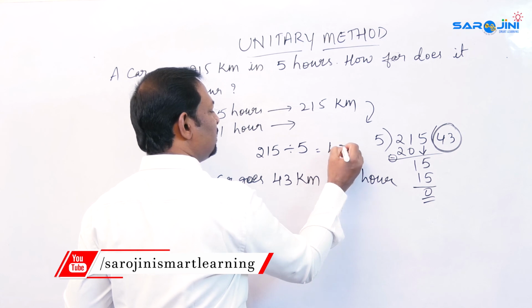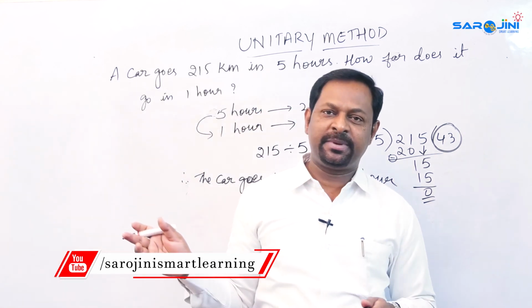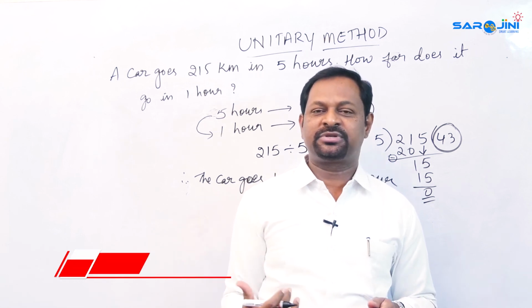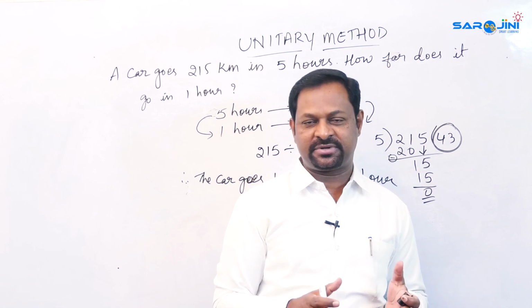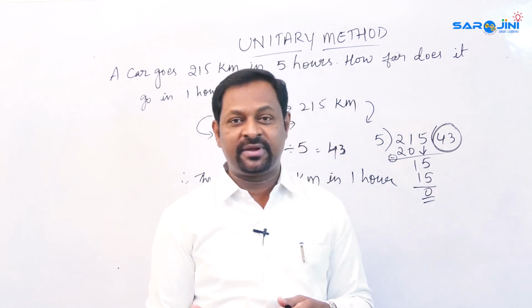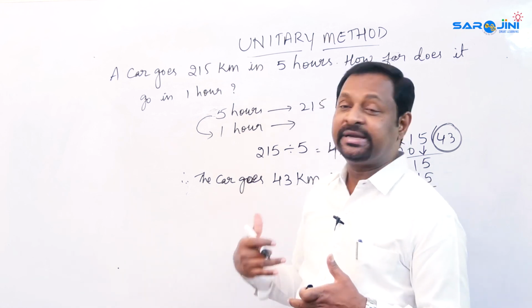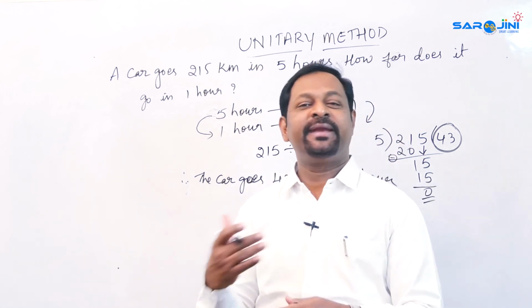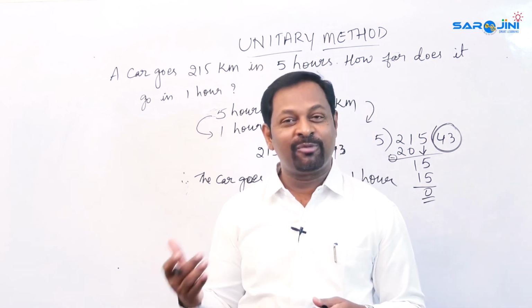So in this way, you can do it. Whatever the content, whatever the names may be, this is the only one procedure. You can do it very simply using this division concept. When a number of things are given, finding for 1 is the main theme of this unitary method part 1. In our next episode, we will see how to find the value for more things when 1 is given.